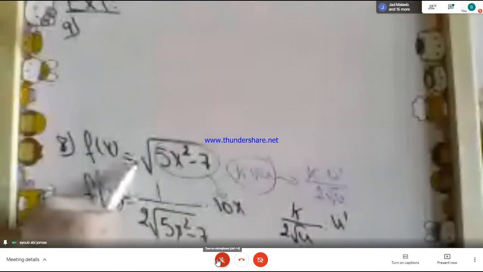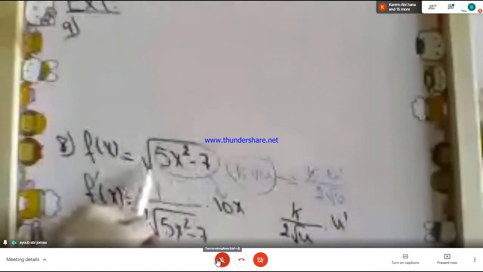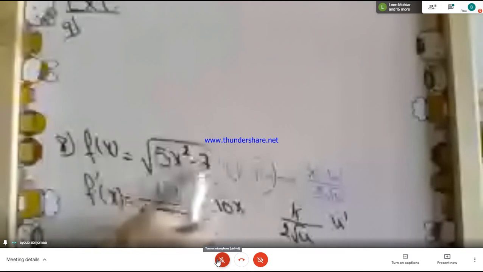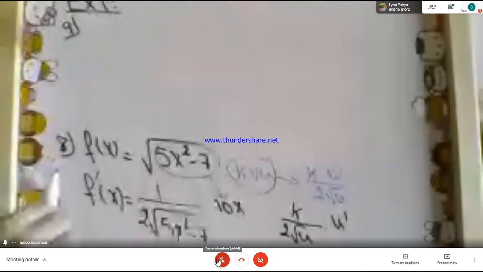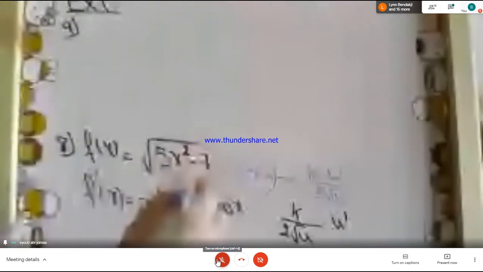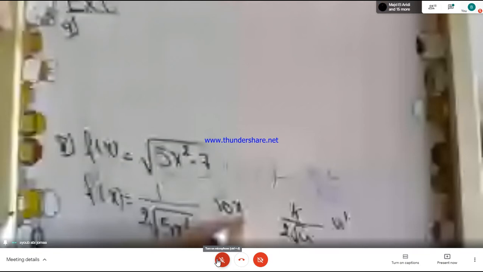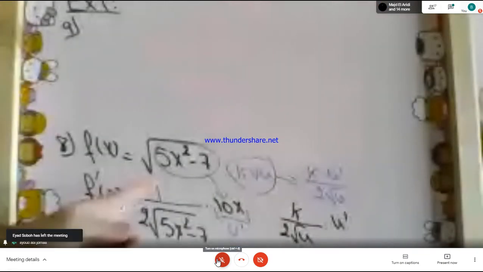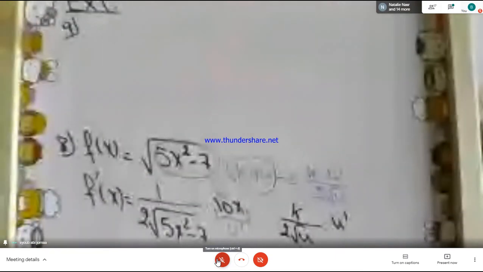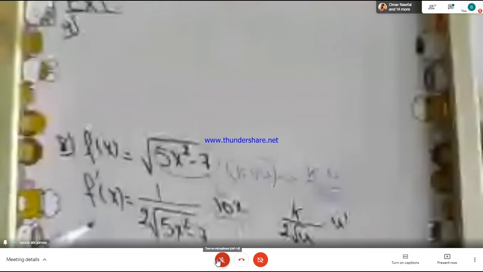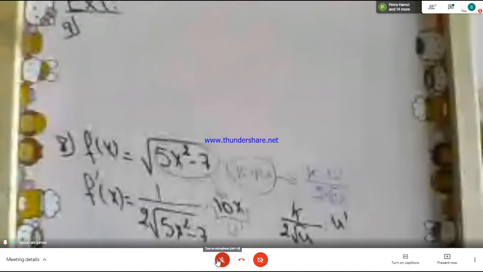Here k is 1. So 1 over 2 radical u, what's inside the radical, so 1 over 2 radical of 5x squared minus 7, times u prime. What is u prime? The derivative of what's inside the radical, the derivative of 5x squared minus 7, which is 10x. Okay, 10x is u prime. You can write it as 10x over 2 radical. Okay, sir, thank you. Clear? Right.